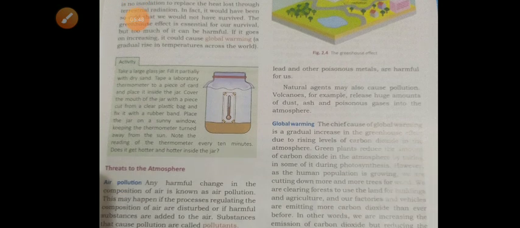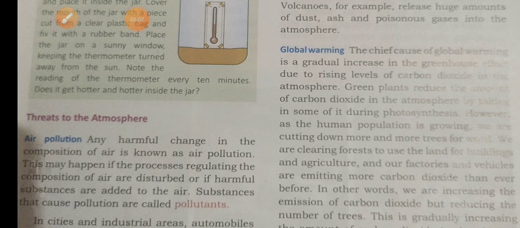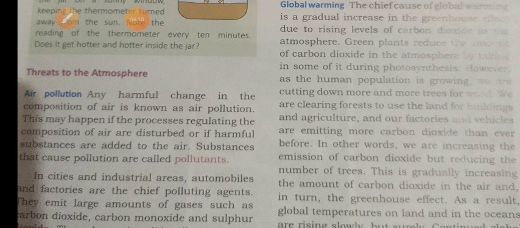And next we learned about global warming. What is global warming? A gradual rise in temperature across the world. It is called global warming. And next we learned about air pollution. What is air pollution? Any harmful changes in the composition of air is called air pollution. And what is a pollutant? A substance that causes pollution is called a pollutant.